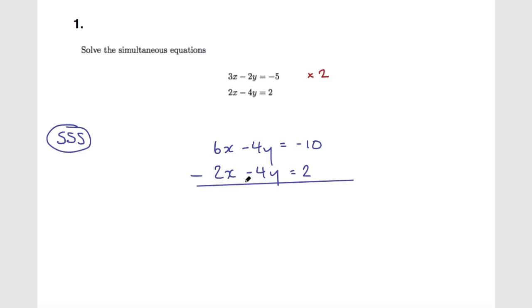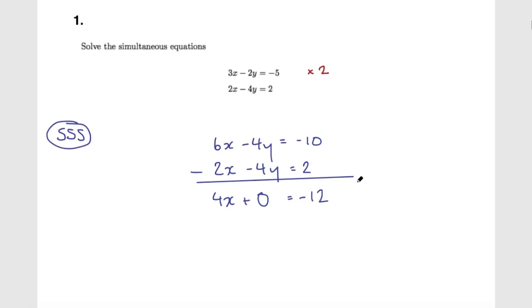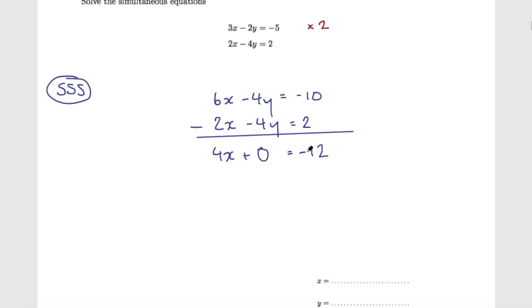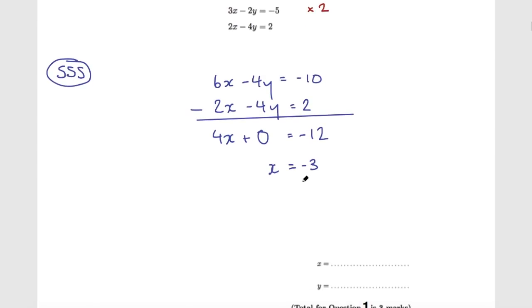So 6x minus 2x, that's 4x. And then minus 4y minus minus 4y, that's minus 4y plus 4y. Those two negatives turn into a plus. And then minus 4 plus 4, that's going to be 0. Equals minus 10 minus 2, that's minus 12. So now I've got 4x equals minus 12. So 4 times what equals minus 12? X must be minus 3.